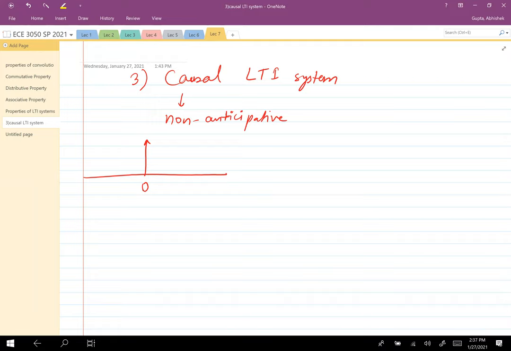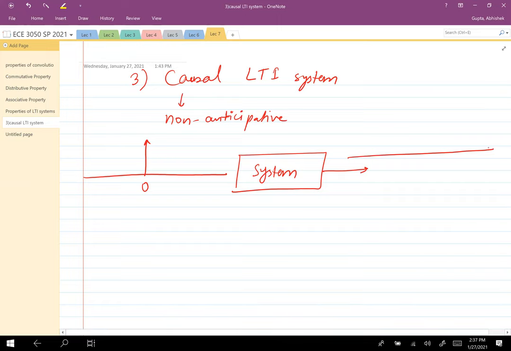I give it an input delta t. So at time t equals zero, I give the system an impulse input. And the system is causal. What do you think the output is going to look like? This is time zero, y of t.